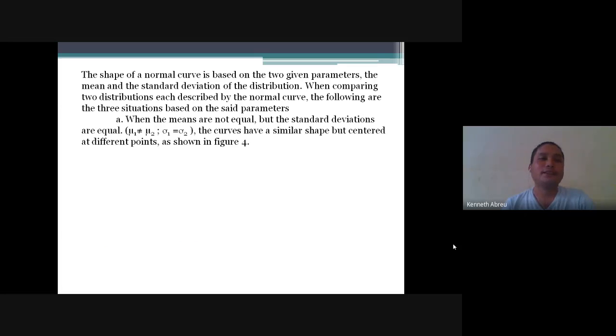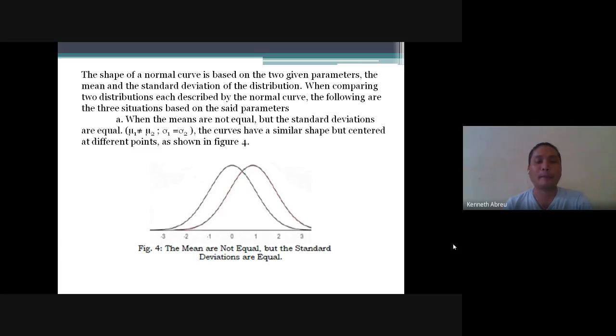Okay. The shape of a normal curve is based on the two given parameters, the mean and the standard deviation of the distribution. When comparing two distributions each described by the normal curve, the following are the three situations based on the said parameters. A. When the means are not equal, but the standard deviations are equal, the curves have a similar shape but centered at different points. Ayan, itsura niya.